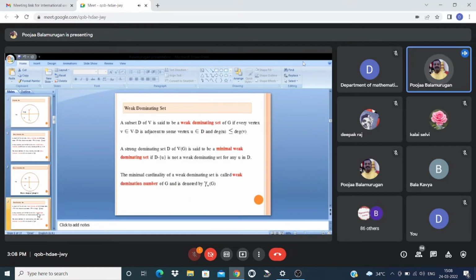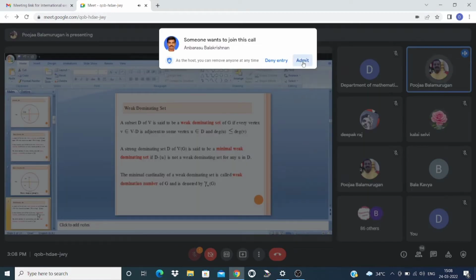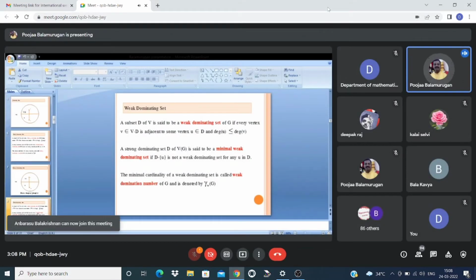And what is a strong dominating set? A subset D of V is said to be a strong dominating set of G if every vertex v in V minus D is adjacent to some vertex u in D such that u and v are adjacent and degree of u is greater than or equal to degree of v. The minimum cardinality of a strong dominating set is called the strong domination number of G.